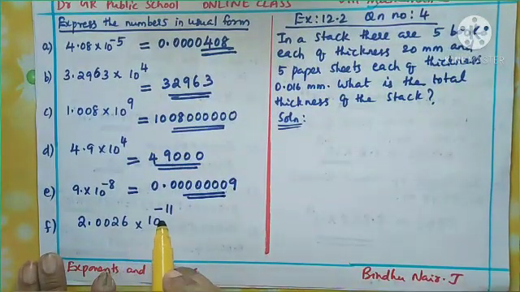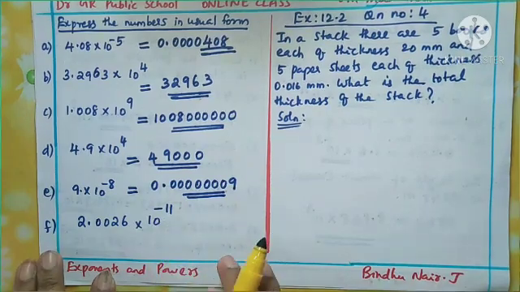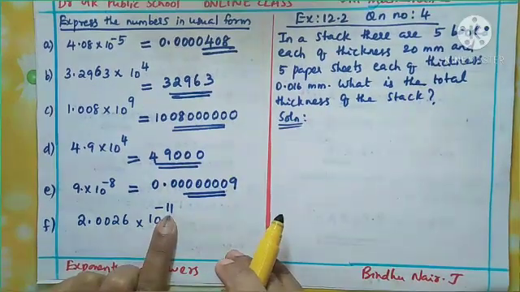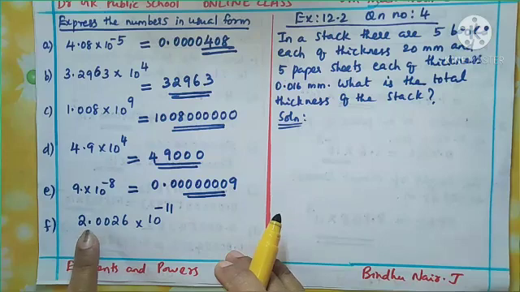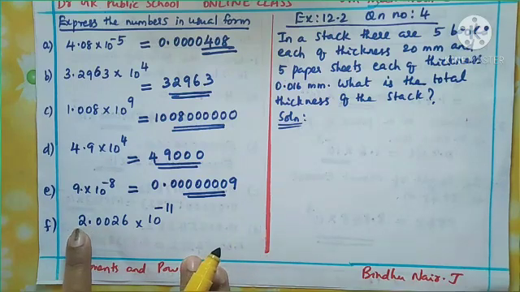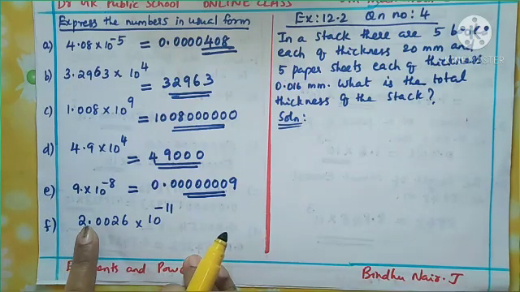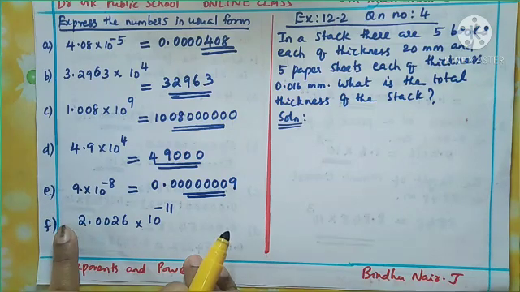2.0026 into 10 to the power minus 11. So here 11 places you want to move left. See the number here, only one number is present. So how many zeros do you want to go to the left side? Yes, 10 zeros. So this number 1, and the remaining 10 places you want to put 0 on the left side.